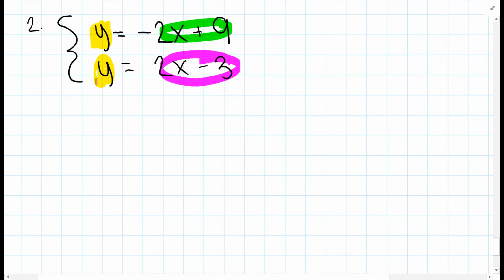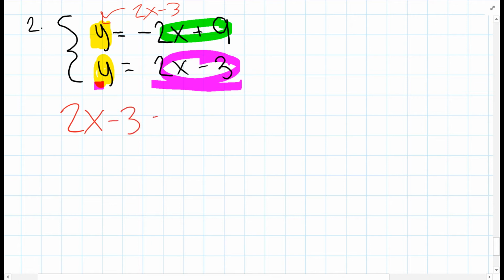But since I have y equals 2x minus 3, that means that this y up here also has to be equal to 2x minus 3, because we're finding the point where these lines are equal to each other. So that means I'm going to set this up. I'm going to say 2x minus 3 is equal to negative 2x plus 9.